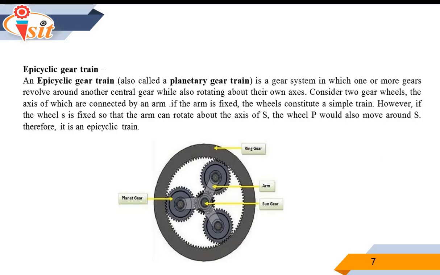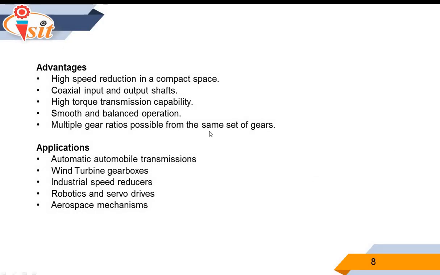this is a complex design, higher manufacturing cost is required, and maintenance is most difficult compared with the other gear train arrangements. So this is the epicyclic gear train, and these are the advantages we already discussed: high speed reduction, compact space, coaxial input and output shafts, high torque transmission capability, smooth balanced operation, multiple gear ratios possible from the same set of gears, and applications we also already discussed.